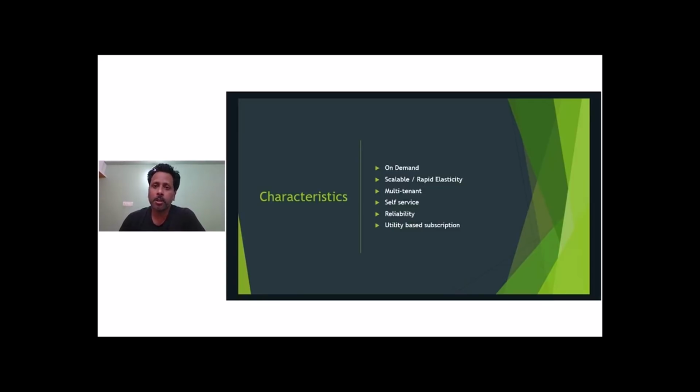Then utility based subscription. We told that if I pay for something, I should be able to use it till the time that money elapses, right? So that kind of model should be available.